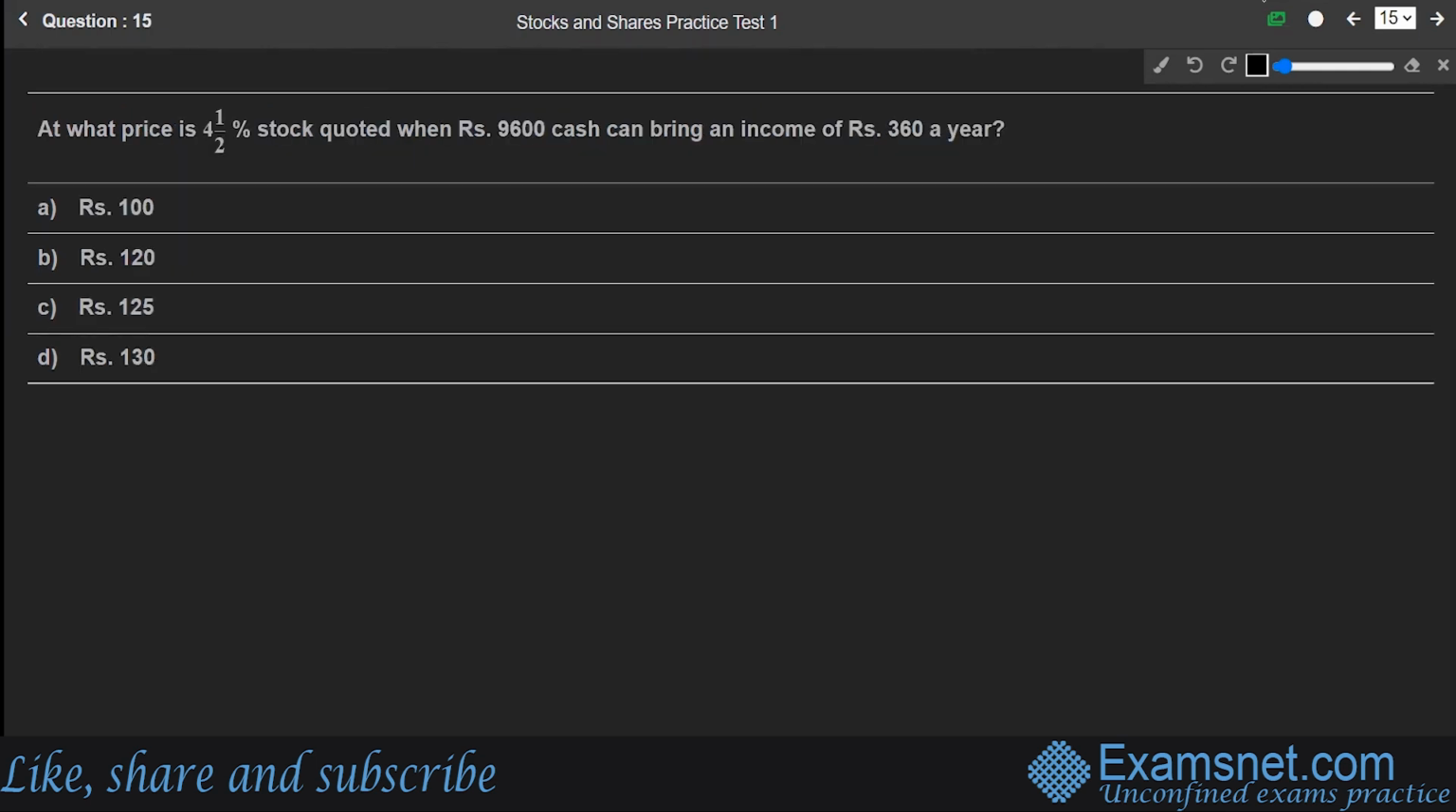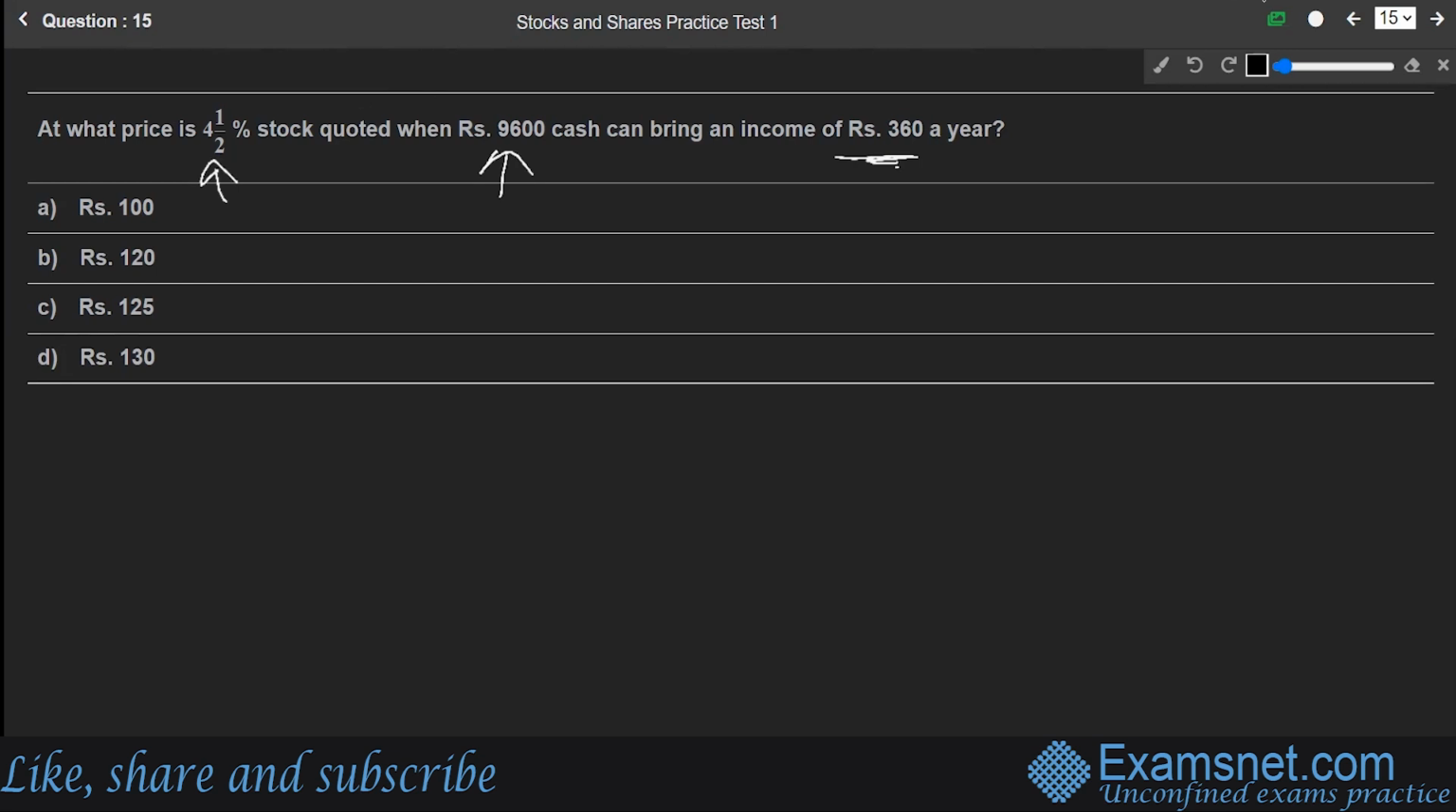Now, at what price is 4.5% stock quoted when rupees 9,600 cash can bring an income of 360? We can do this by comparison also. How can we compare? If we invest 9,600, we are getting an income of 360. So what if we invest at the rate of 4.5%? How much market value will be there? We can do it this way also.